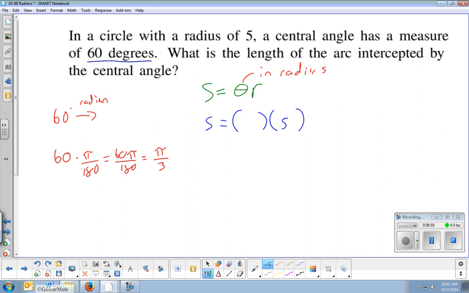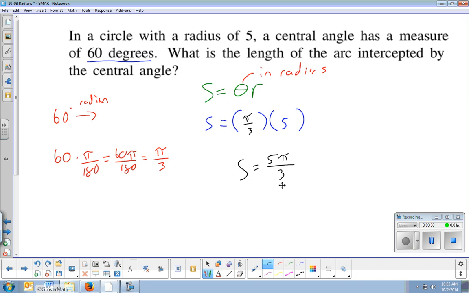And that's actually one of those radian measures that you might have memorized, 60 degrees. Maybe not yet, but you probably will eventually. And the shortcut to that is, remember, pi is 180, and 60 is a third of 180. So pi over 3 makes sense because it's a third of pi, a third of 180. All right, so the angle in radians is pi over 3. So that means my arc, pi over 3 times 5, is 5 pi over 3.